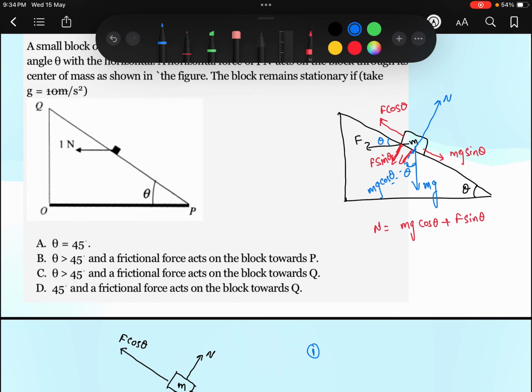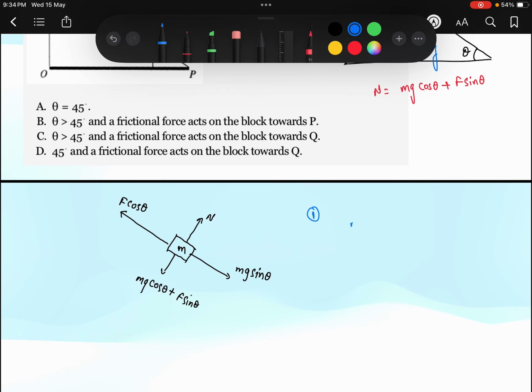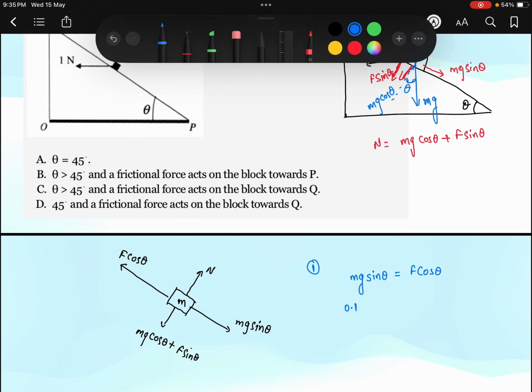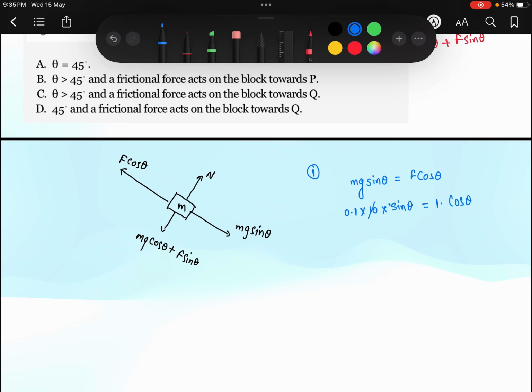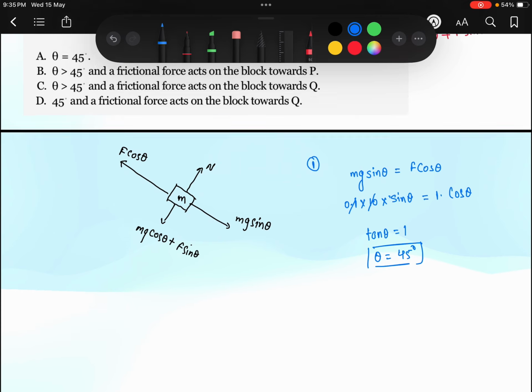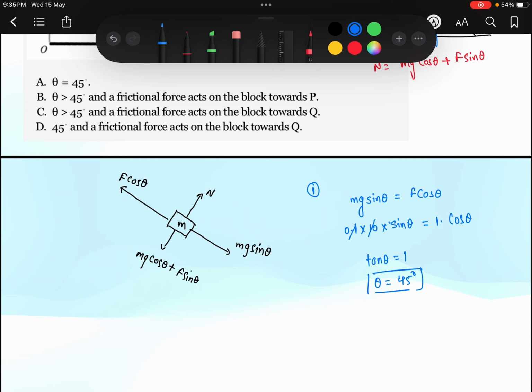the block remains stationary if, then for the block to remain stationary, there will not be any sliding of this block on this inclined plane. That means net force on this block will be 0. So mg sin theta will be balancing this upward component of force, F cos theta. Here the value of m is 0.1 kg, so 0.1 multiplied by g, which is 10, multiplied by sin theta, is equal to F, which is 1 Newton, multiplied by cos theta. So here 0.1 into 10 is 1, so tan theta will be equal to 1, that means theta is equal to 45 degrees. So here our option A is correct. At theta equal to 45 degrees, this block will be in stationary position.